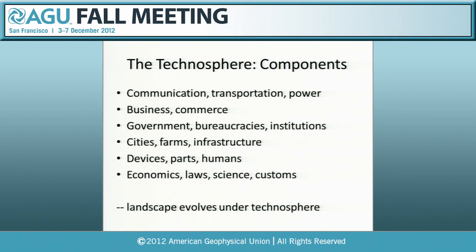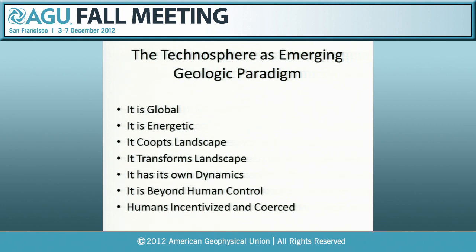Within this overgrowth on the present surface of the Earth, the landscape is sitting there, and it must evolve under those conditions. I look at the technosphere as an emerging geologic paradigm, potentially a little bit like the biosphere or the hydrosphere. It shares some properties with these venerable Earth systems.